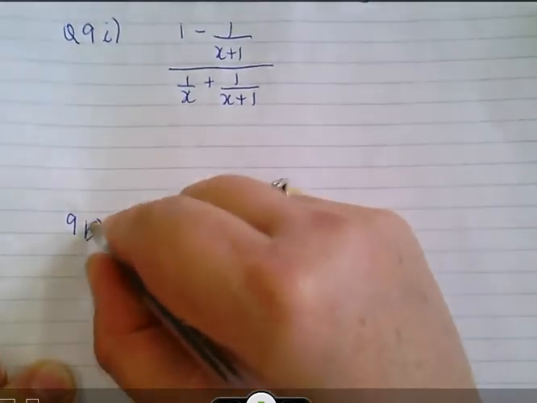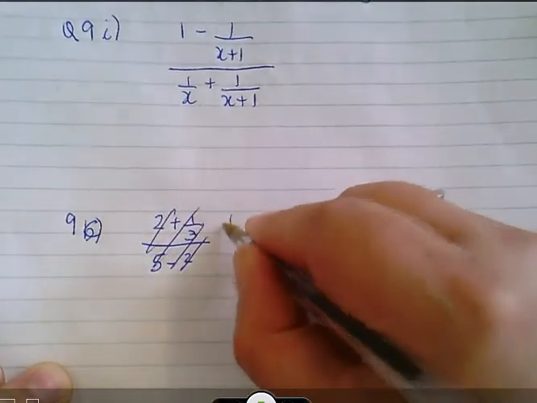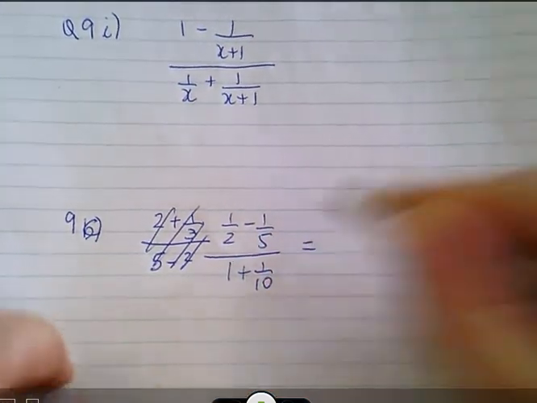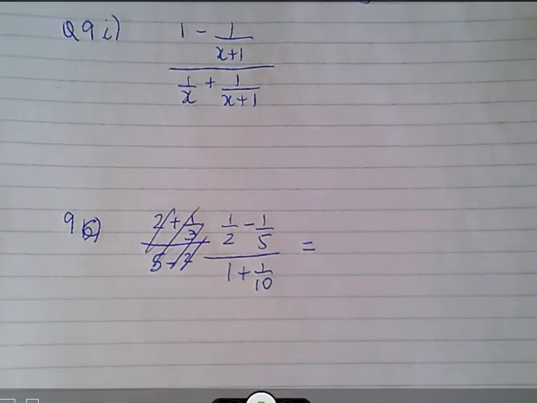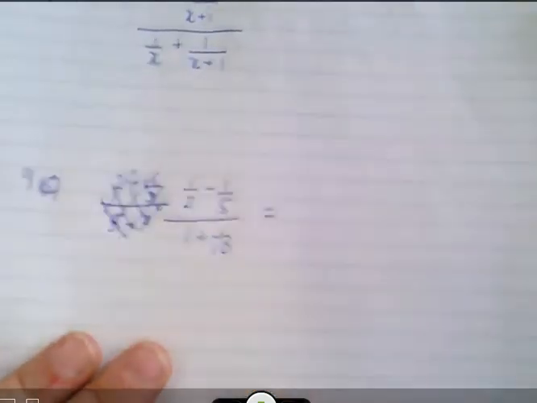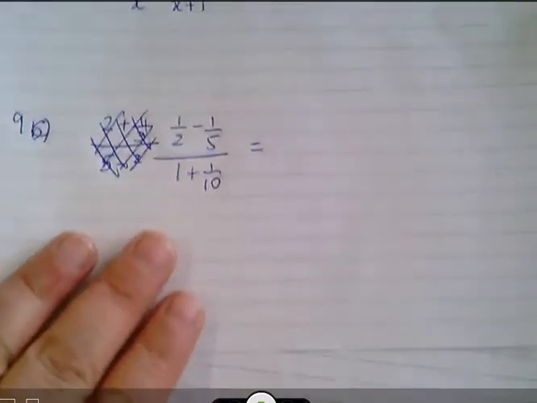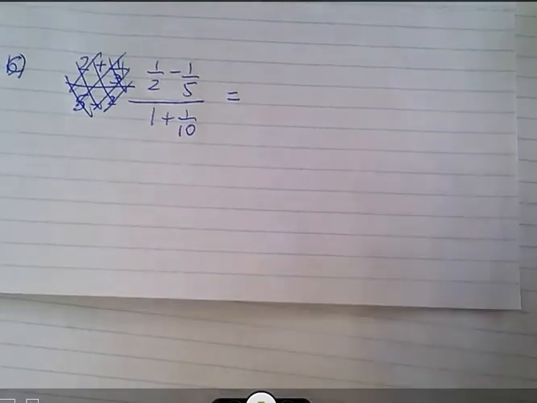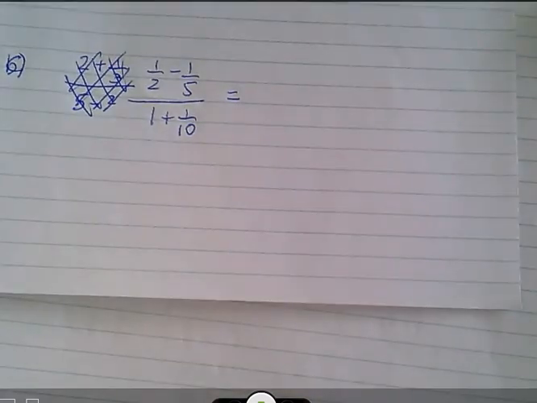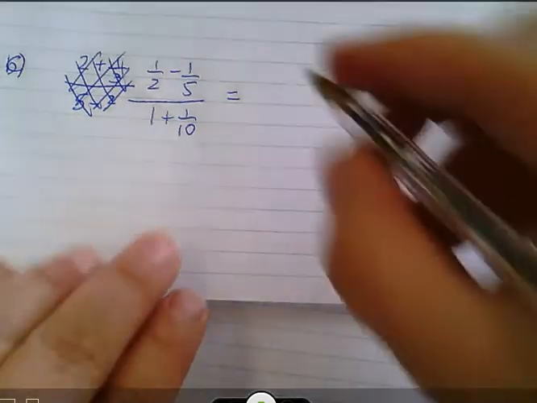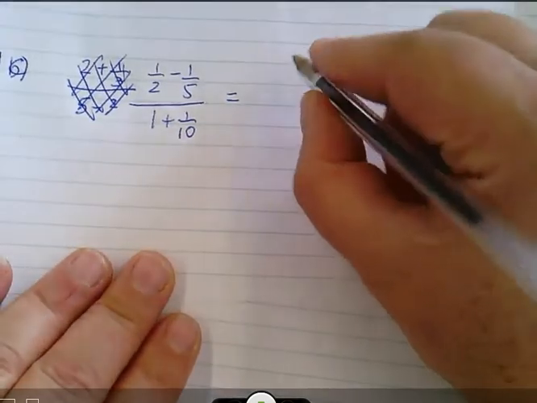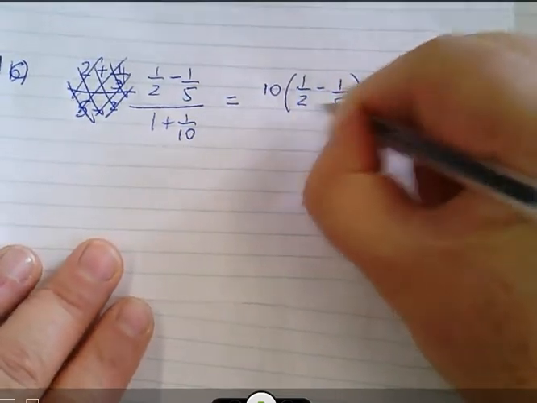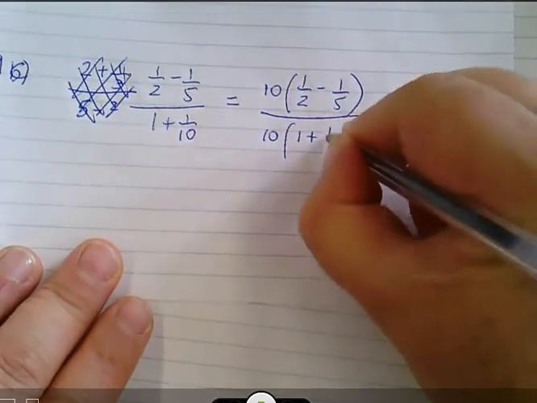I'll do 9c, which is a half minus a fifth over 1 plus 1/10. Now, I'm not going to do common denominator. I know that you could do common denominator, but I'm not going to do that. What I'm going to do, I'm going to look at it. What is the lowest common denominator of the 2, the 5, the 10? 10. So I'm just going to multiply the numerator and the denominator by 10. I'm just going to show it here by writing it like this, but I don't normally show it like this. I just start, right?